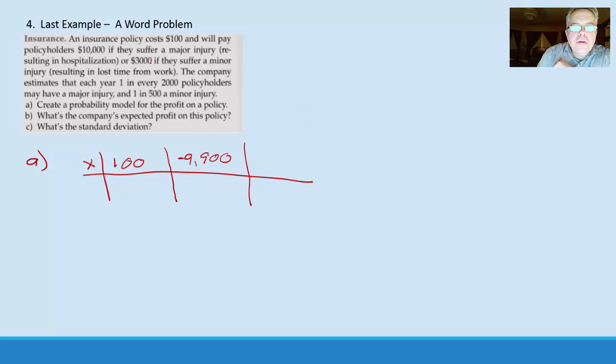Okay, in the case of a minor injury, they have to pay out $3,000. So they collected $100 from the person, but after paying out $3,000, this would be negative $2,900. Okay, so we have the possible values for the random variable. Now we have to figure out their probabilities, and that's what this information was about. 1 out of every 2,000 policyholders will have a major injury. That was here. 1 out of 2,000. Okay. And 1 out of 500, a minor injury.